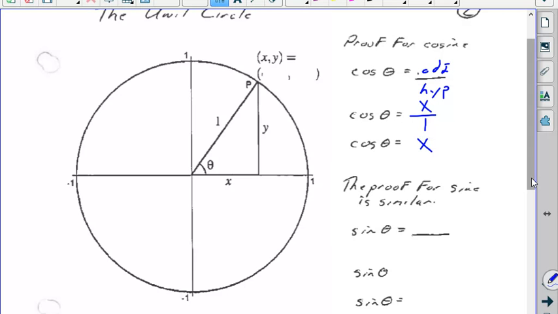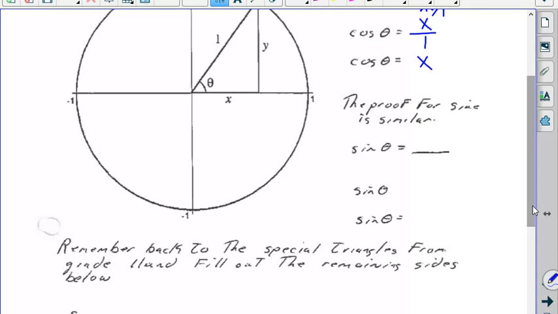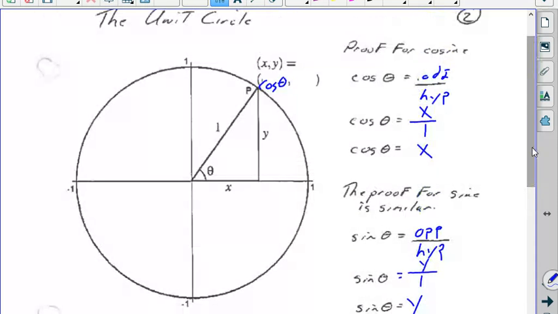So you can substitute cosine theta, where we're talking about the rotation angle. Similar proof for sine. Sine is opposite over hypotenuse. In our circle here, y is our opposite, 1 is our hypotenuse. Just get rid of the 1. So, using your special triangles, you don't have to remember this, but you do have to remember it for other questions.